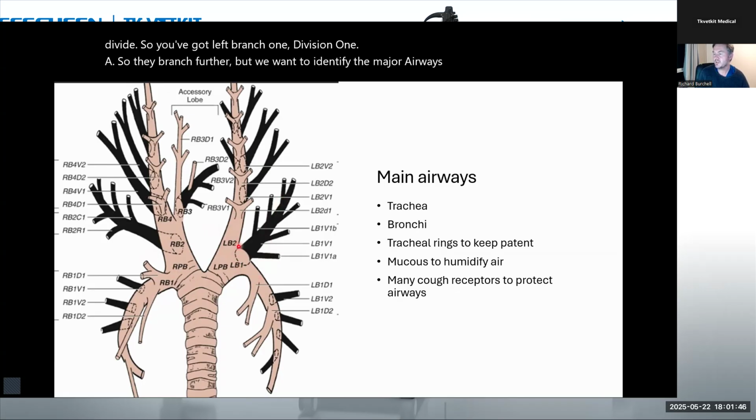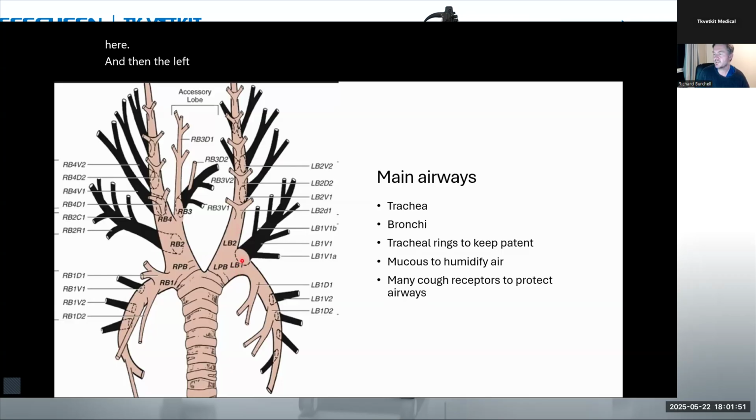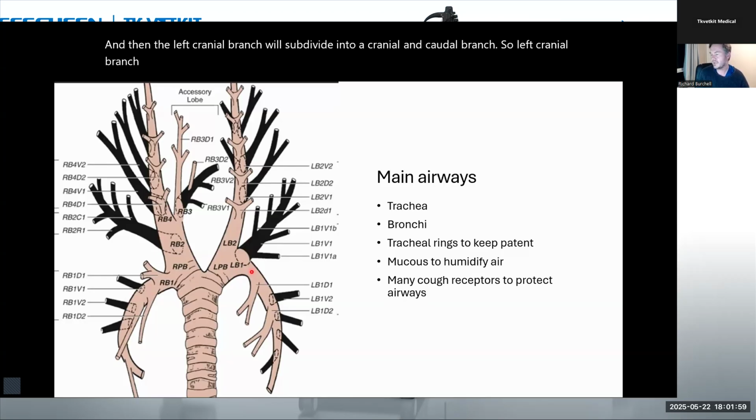So we've got left cranial here, and then the left cranial branch will subdivide into a cranial and caudal branch. So left cranial branch subdividing into a cranial and a caudal branch. Then we've got the left caudal branch. So these are the main divisions of the airway.